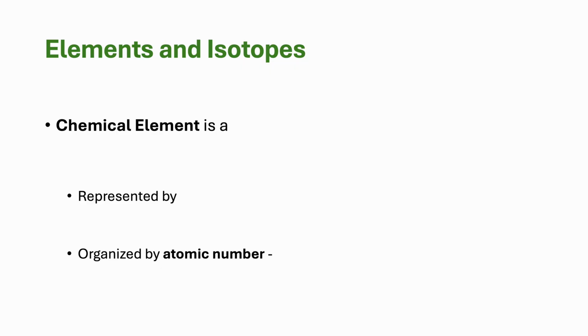So now we start combining these things together. So a chemical element is a pure substance.